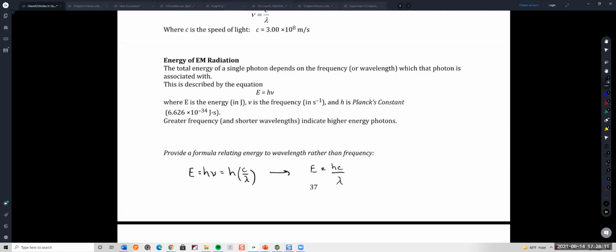And the energy is in units of joules. These are typically going to be extremely small amounts for every photon. Every photon, for example, of red light is about 10 to the minus 19 joules. So a very, very small amount.